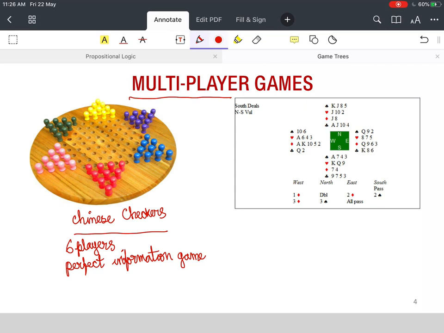So here is a game which has a set of players, 6 players, and each of these players sequentially plays the game. That means after the green player plays, then the yellow player plays, then the purple player, then the blue player, then the red player, and then the pink player, and then again the green player starts playing. This is the game of bridge in cards.